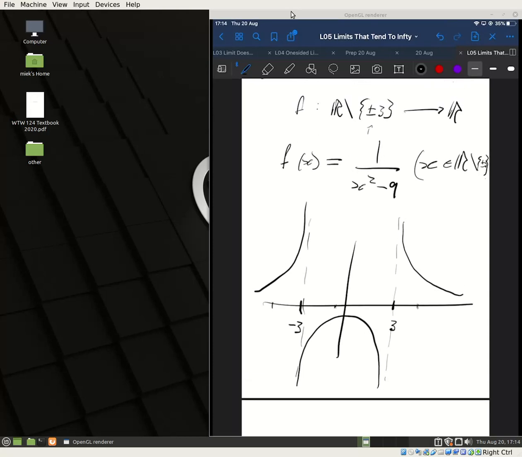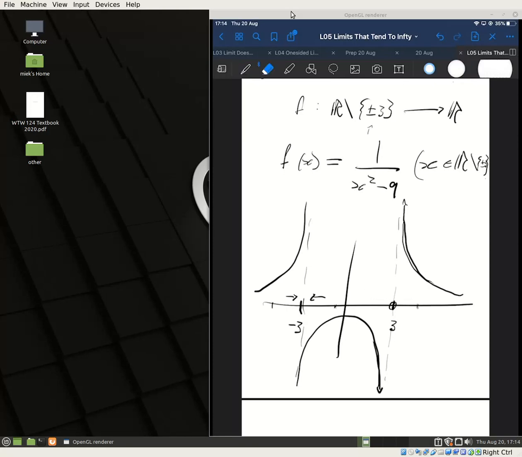So here, around 3, if you get close to 3 from this side, the function values get bigger and bigger and bigger. And if you get close to 3 from this side, then the function values get smaller and smaller and smaller, or they become more negative with a very large absolute value. And similarly here at minus 3.